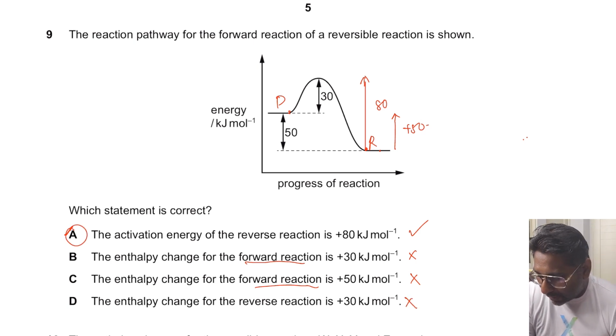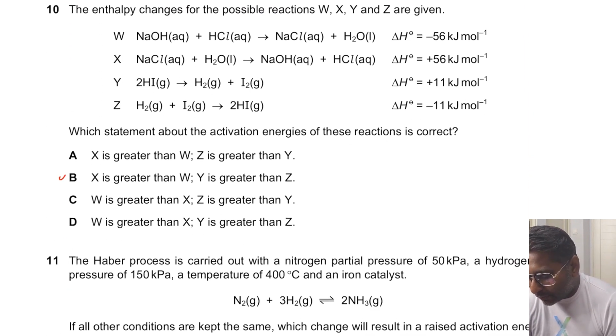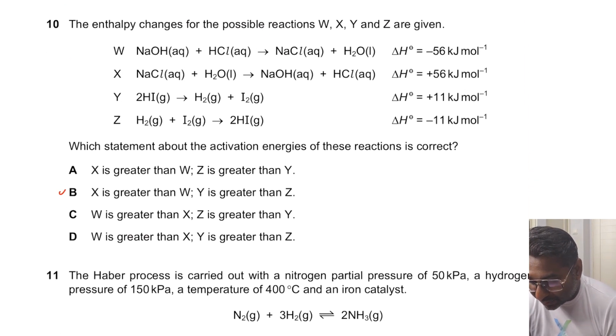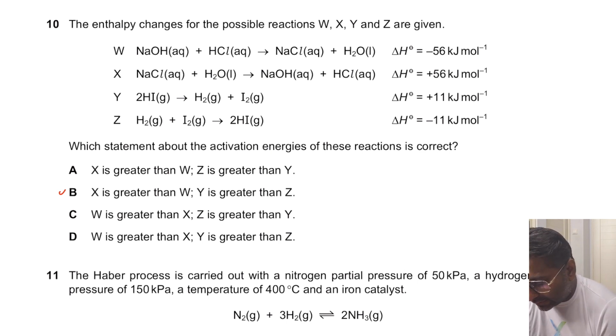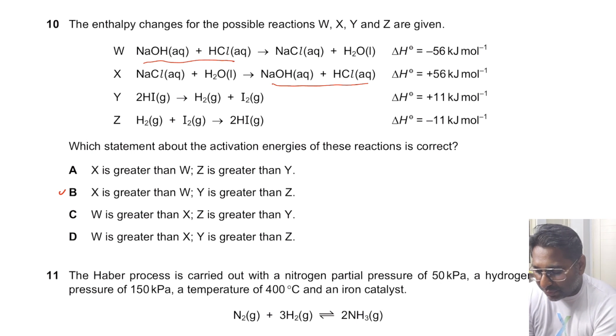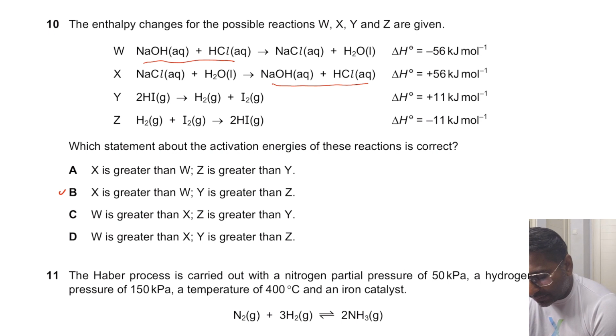Now next question, number 10. The enthalpy changes for possible reactions are given, and they are asking about the activation energy. If you look closely, this reaction is actually a reversible reaction. W and X are related, it's the other way around. That's why you see negative 56, positive 56, and here also HI to HI, the other way around, they compare.